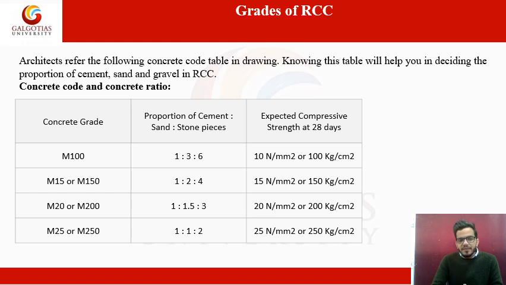That depends upon what kind of construction you are doing, where that part of RCC is used, and how much the load is. We change the concrete grade accordingly. Lastly, for M25 or M250, the proportion of cement to sand to stone is around 1:1:2, and the expected compressive strength in 28 days comes out to be 250 kg per centimeter square.